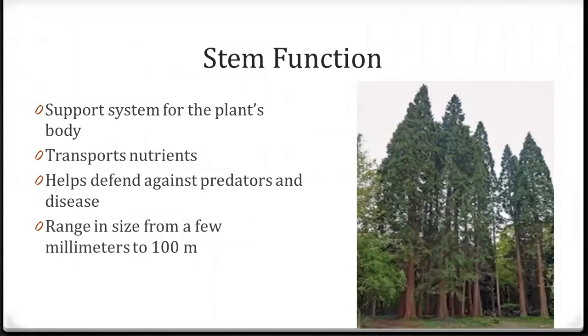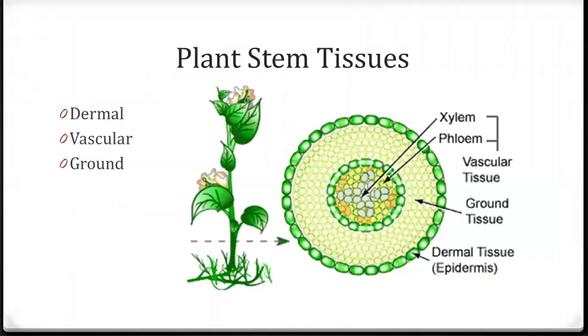Okay, so stem function is next. Stem function supports the system. It's the support system for the plant's body. It transports nutrients. It helps defend against predators and disease. The range can be from a few millimeters tall to 100 meters tall. Plant stem tissue is similar. It has dermal tissue, which is the epidermis, just like in the root. The ground tissue is still this inner layer. And then xylem and phloem are your vascular tissue.